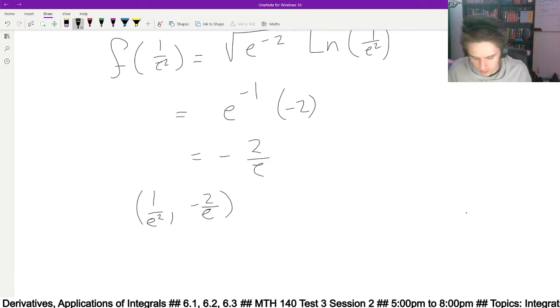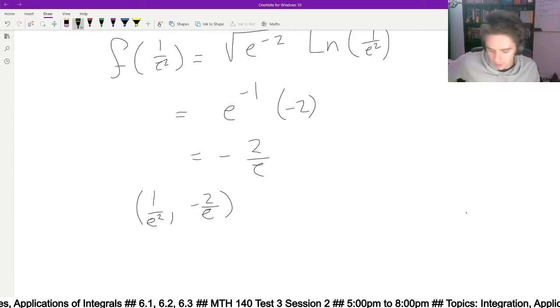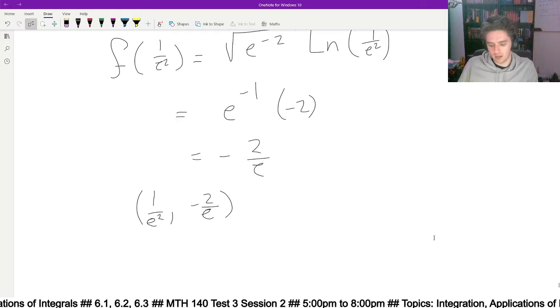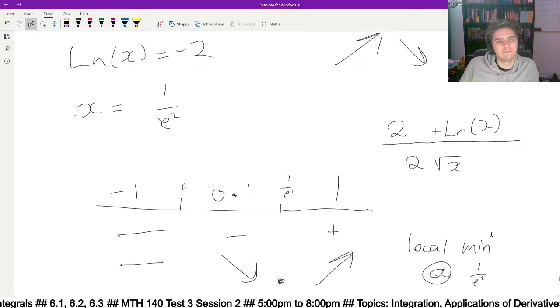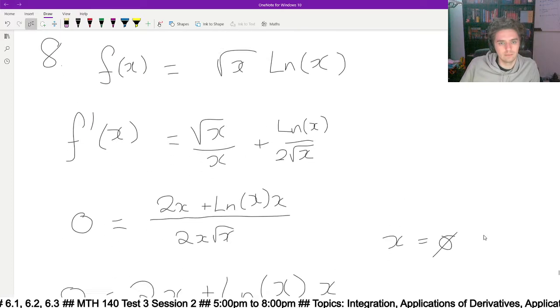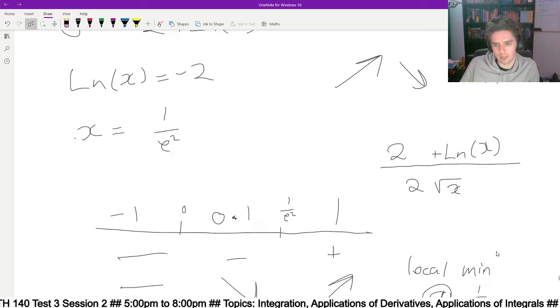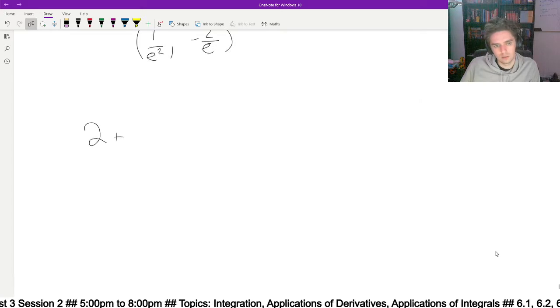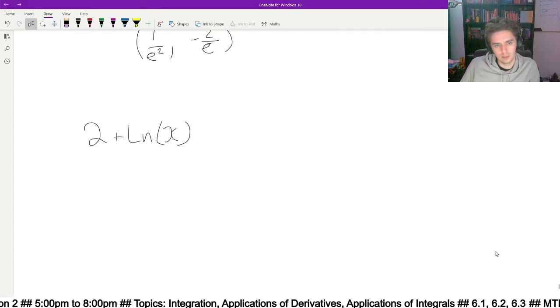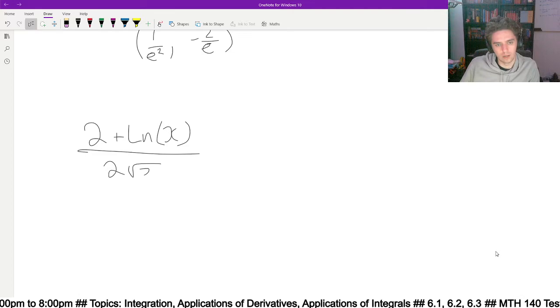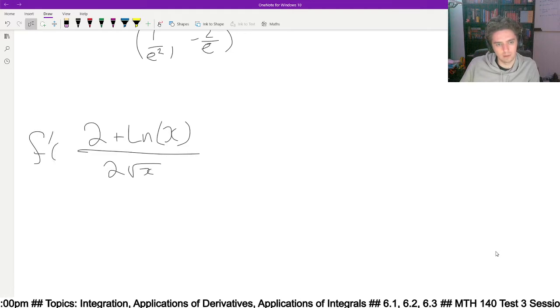That's a local minimum. Okay, we're on the last page. Find the intervals where the graph of f of x is concave up or concave down. So we take our derivative. I think I could just take this derivative. So 2 plus ln x over 2 root x. So that's our f prime of x.